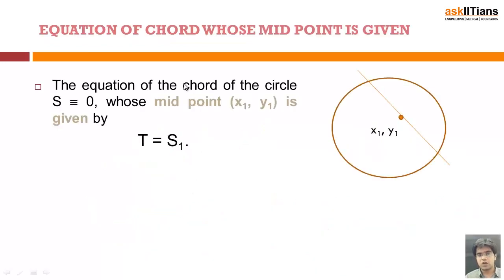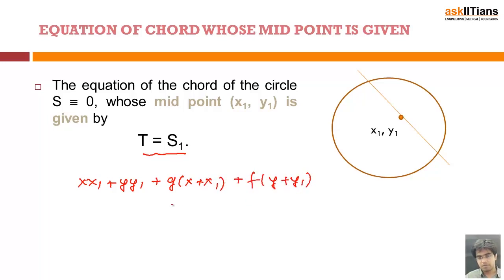Now we'll move to the equation of chord whose midpoint is given. Suppose there is this chord and its midpoint is given. We know its midpoint, which is (x1, y1). So the equation of chord to S equal to 0 whose midpoint is given is T is equal to S1. That means T is xx1 plus yy1 plus g(x plus x1) plus f(y plus y1) plus c is equal to x1 square plus y1 square plus 2gx1 plus 2fy1 plus c.